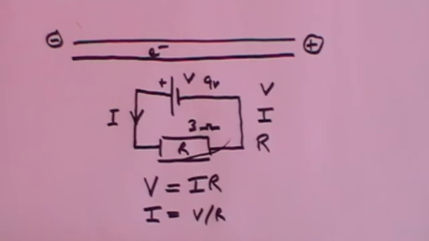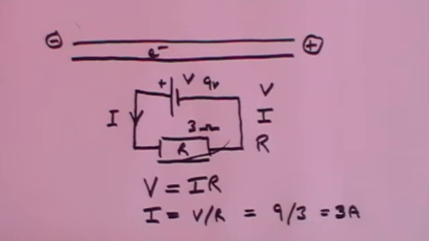And now you just substitute. V, you'll remember, was 9 volts. R was 3 ohms, so it's 9 divided by 3 is 3, and the units are amps. So the current flowing in that circuit will be 3 amps.